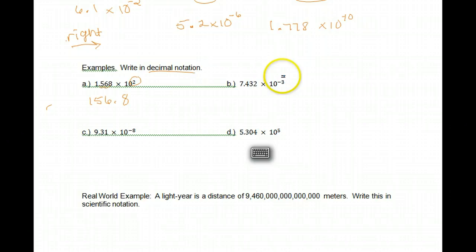Now, for letter B, we have a negative exponent. That means we have to pick that decimal point up and move it to the left because we need to create a decimal. So we're going to go 1, 2, 3 places and draw it in. Those loops that we made will fill in with zeros. So we're going to have 0.0074332.